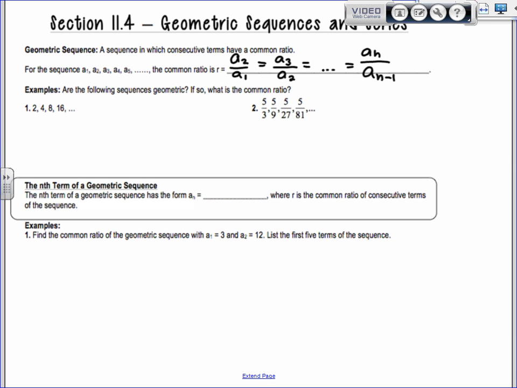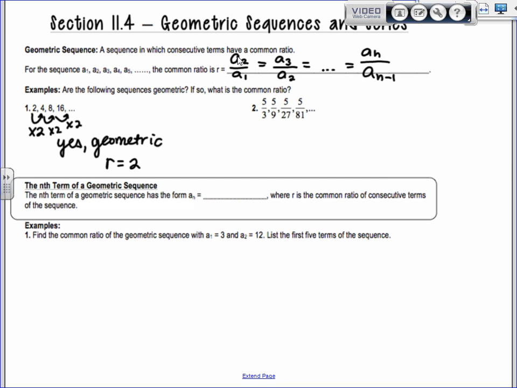So when I look at this first sequence, 2, 4, 8, 16, and so on, what am I doing to go from 2 to 4? What did I multiply by? By 2, right? And then I multiplied again by 2, and I multiplied again by 2. So yes, this is geometric. And my common ratio is what I'm multiplying by each time. So my R is equal to 2. So see how that works? I could take any term, 16, and divide by the term before it, 8. 16 divided by 8 is 2. 8 divided by 4 is 2. 4 divided by 2 is 2, right? It still works that way.